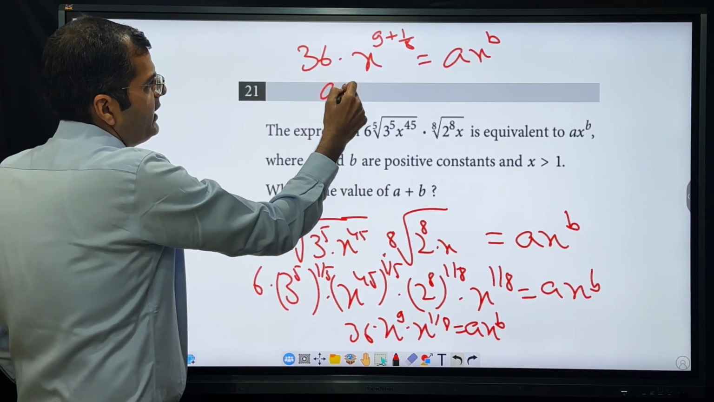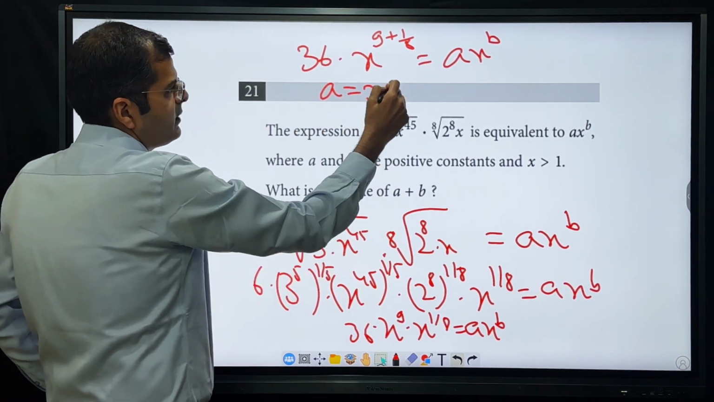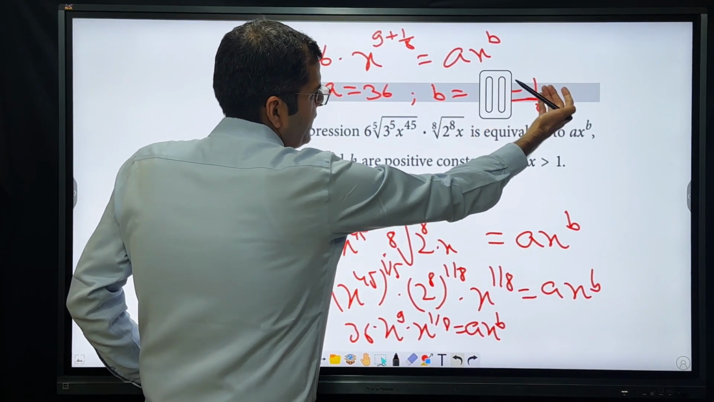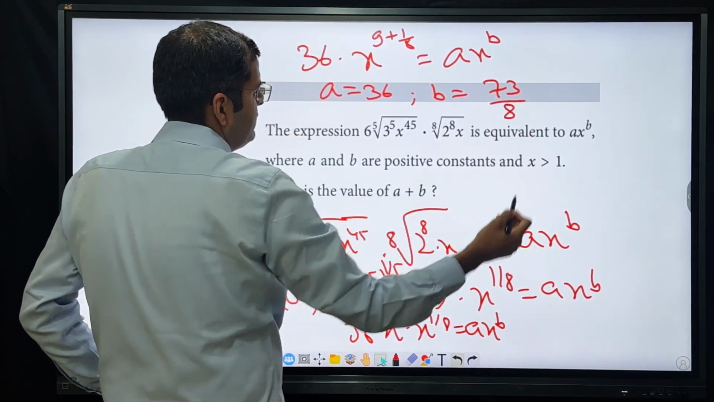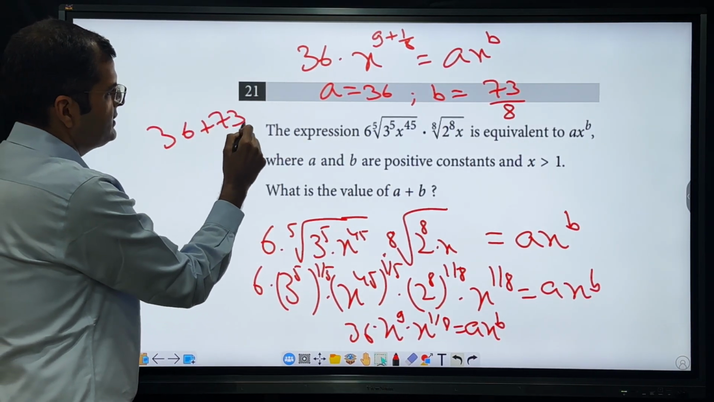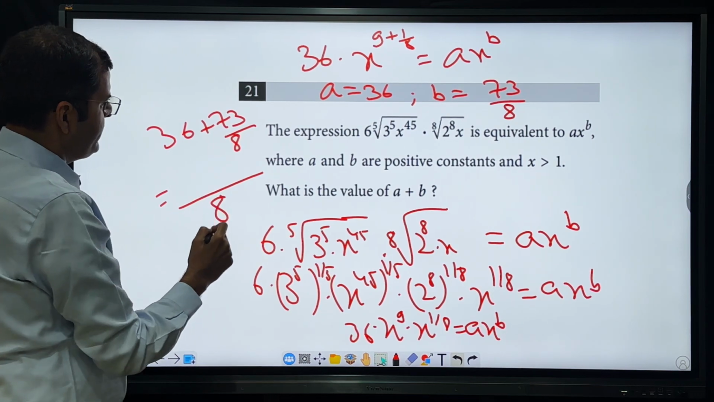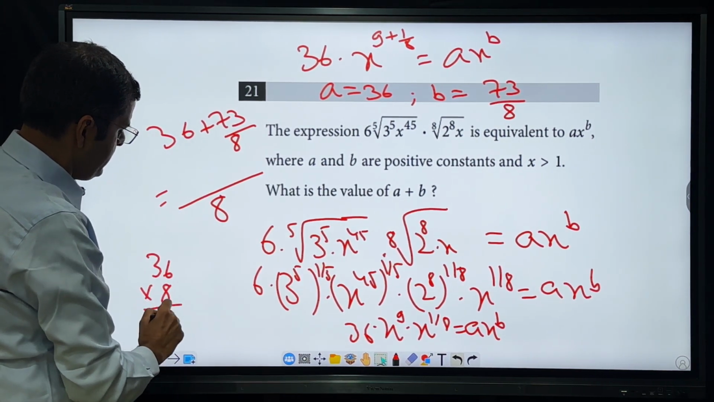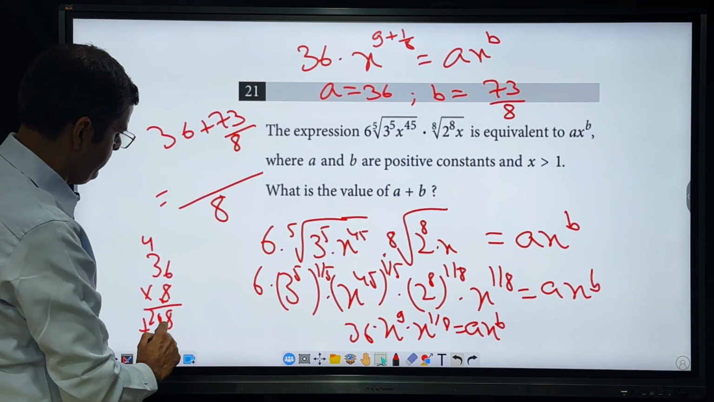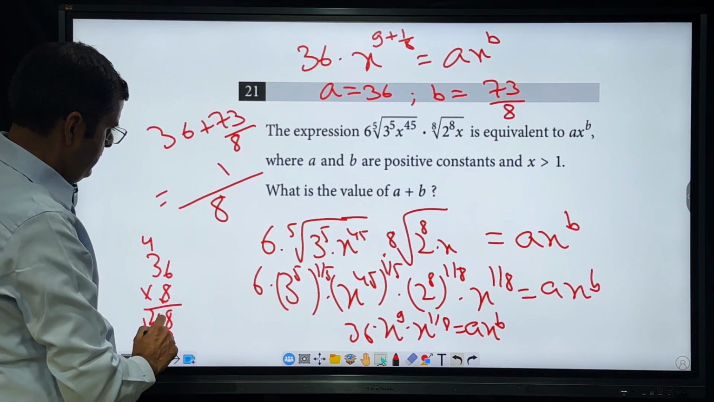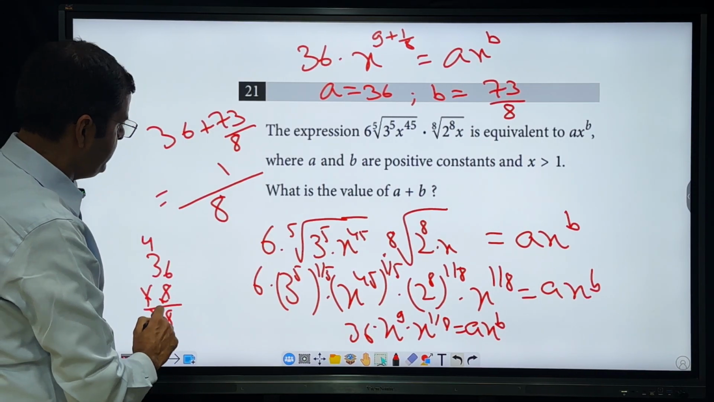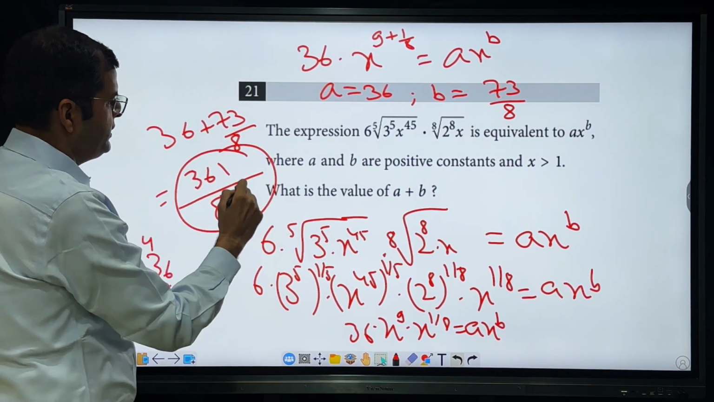Okay, so from here I conclude a is equal to 36 and b is equal to 9 plus 1 by 8, which is 9 8s are 72 plus 1, 73 by 8. So we have to find a plus b. A plus b will be then what? 36 plus 73 by 8. 36 into 8 if I do, 8 6s are 48, 4 here, 8 3s are 24, 288 plus 73. That is 361 by 8. So 361 by 8 is the answer.